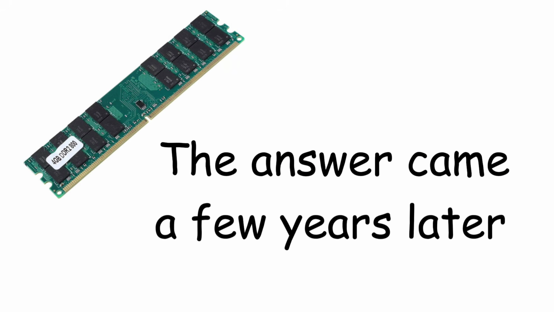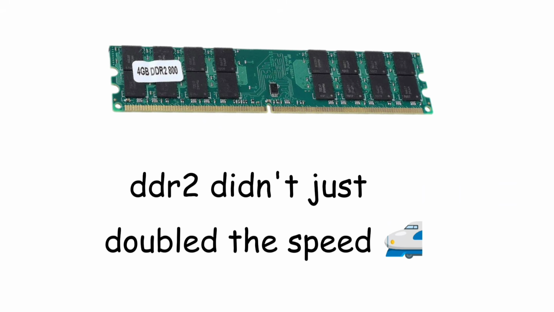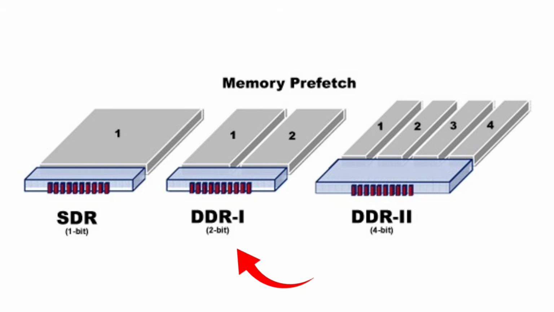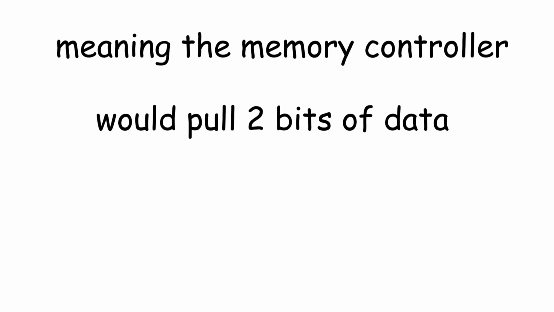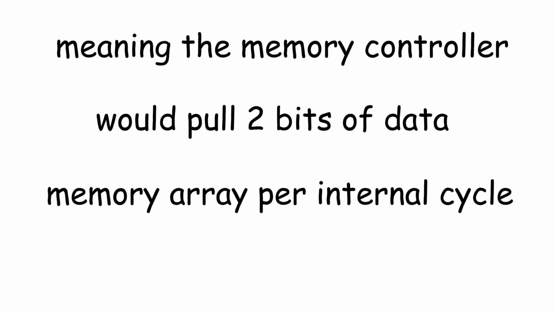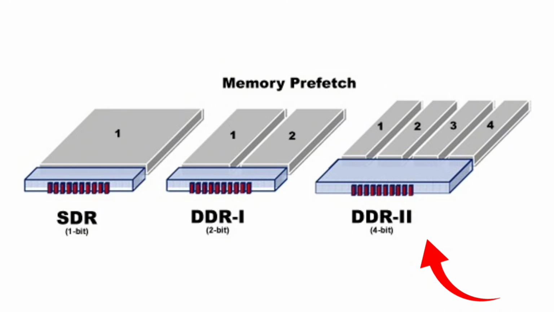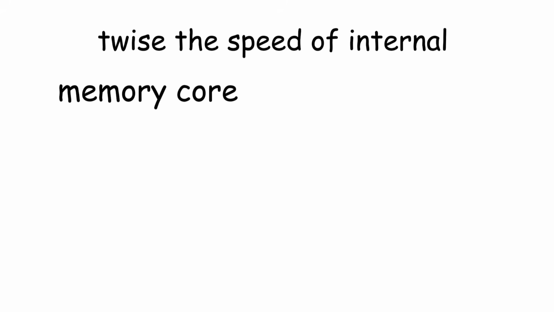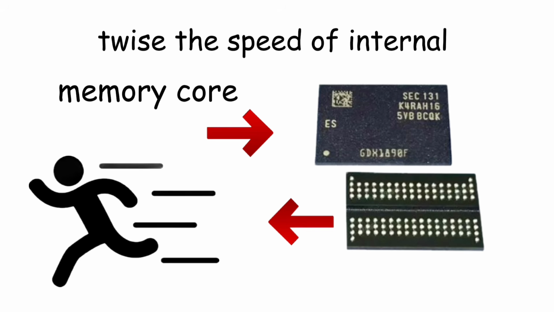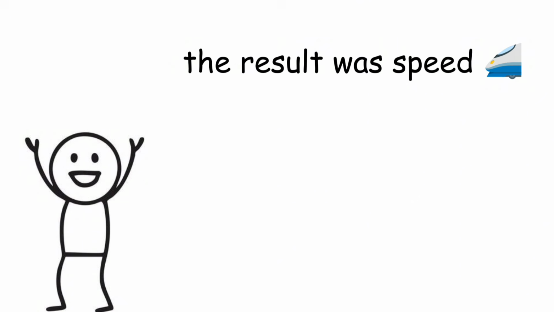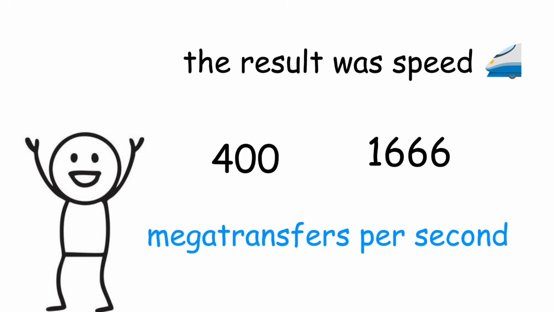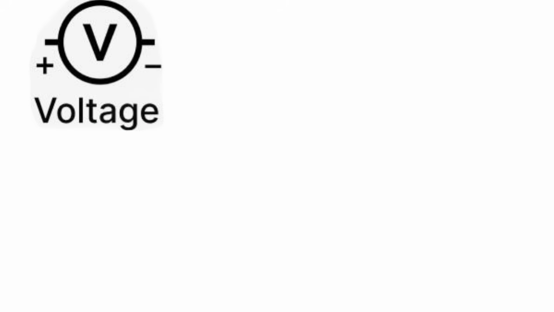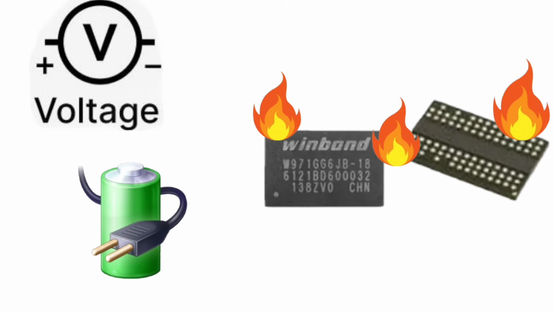DDR2. The answer came a few years later. DDR2 didn't just double the speed, it changed how the data was prefetched internally. DDR used a 2-bit prefetch architecture, meaning the memory controller would pull 2 bits of data from the memory array per internal cycle. DDR2 bumped that to 4-bit prefetch. This let DDR2 run its external data bus at twice the speed of its internal memory core without the internal chips needing to switch any faster. The result was speeds between roughly 400 and 1066 megatransfers per second, and the drop in operating voltage to around 1.8 volts. Lower voltage meant less heat and better power efficiency.